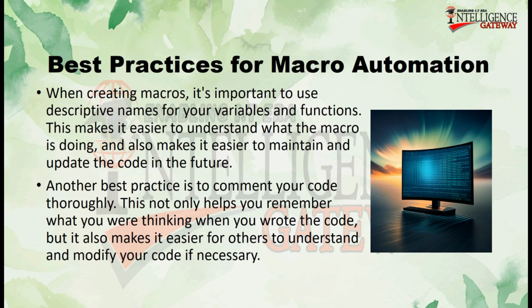Best practices for macro automation. When creating macros, it's important to use descriptive names for your variables and functions. This makes it easier to understand what the macro is doing, and also makes it easier to maintain and update the code in the future. Another best practice is to comment your code thoroughly. This not only helps you remember what you were thinking when you wrote the code, but it also makes it easier for others to understand and modify your code if necessary.